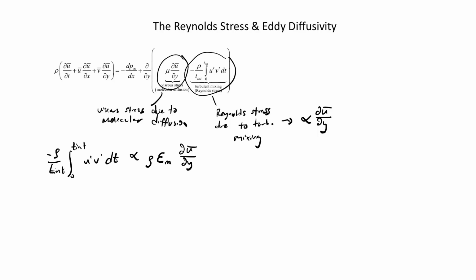So let's define this thing, epsilon m. Epsilon m is defined as the eddy diffusivity of momentum.